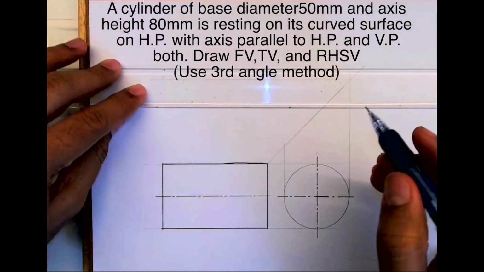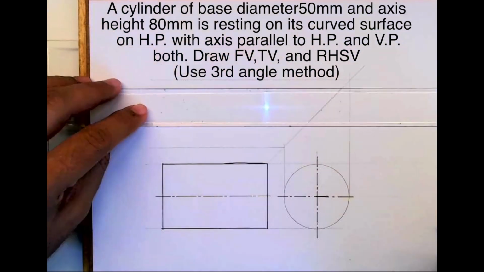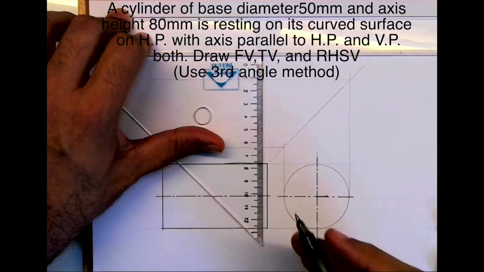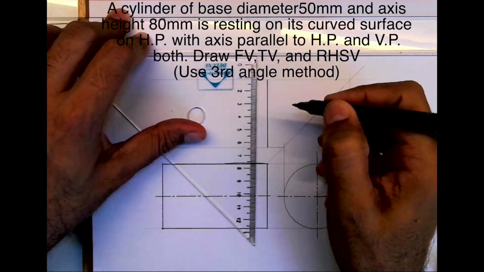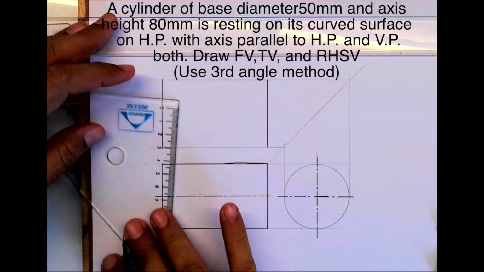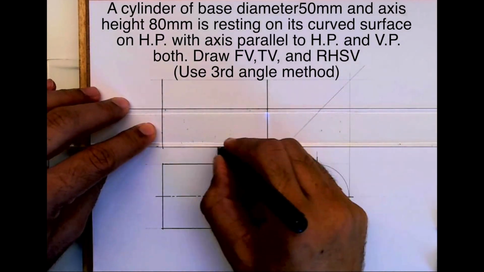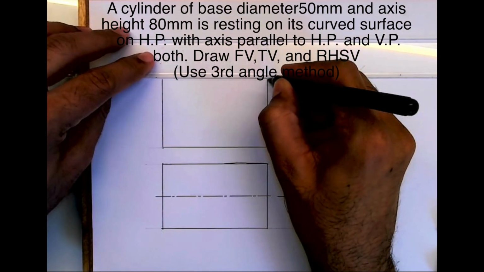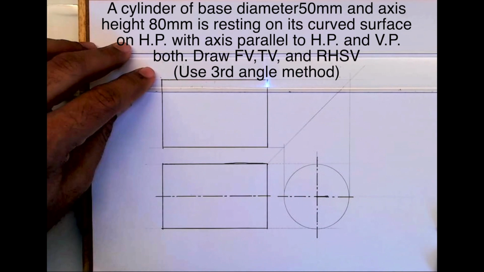See this. So the width we will get from the side view and the length we will get from the front view. So we have done the front view, top view and right hand side view of this object. I hope you people have understood this.